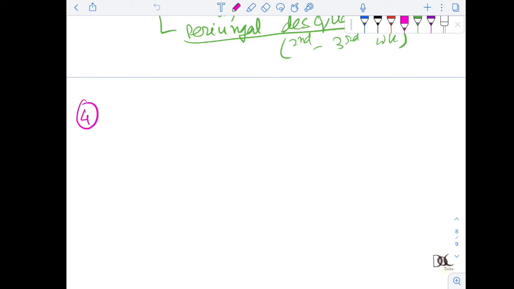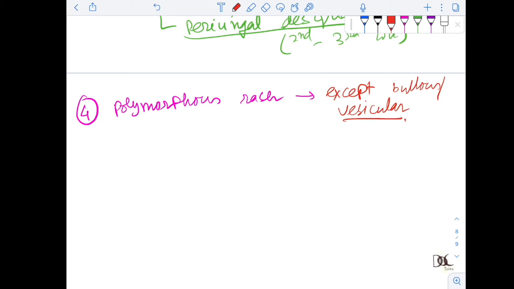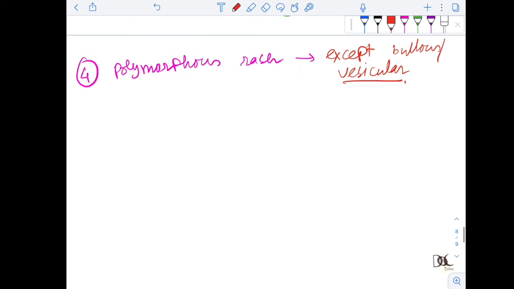What is the rash? There is a polymorphous rash. Polymorphous means different kinds of rash, except bullous or vesicular. If the rash is vesicular, you should not go with KD. It's a non-vesicular rash, predominantly involving the trunk. Now this is the rash, if you can see.